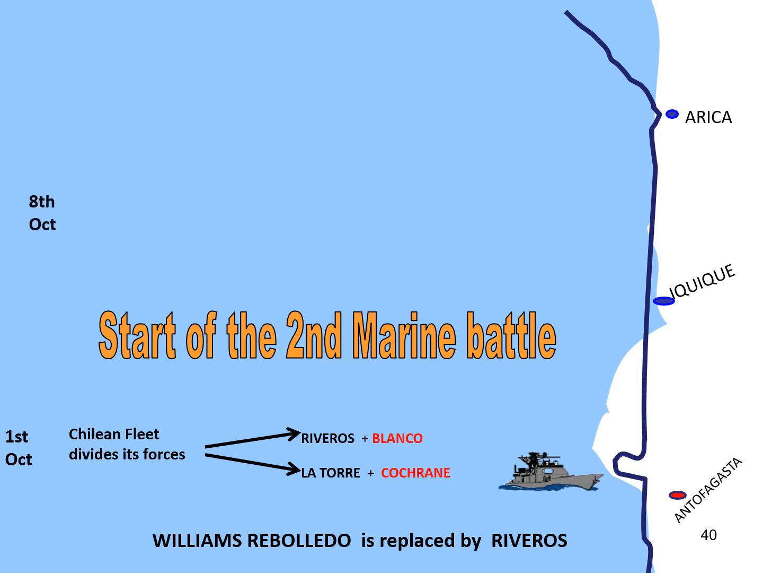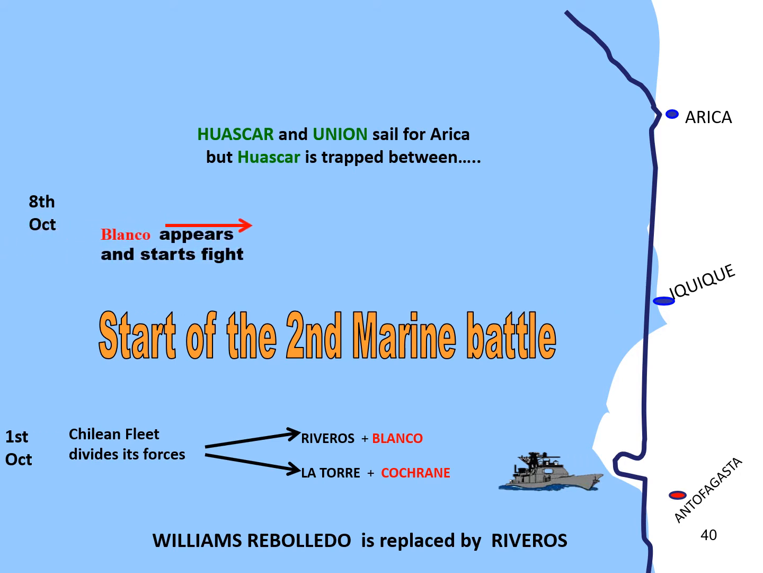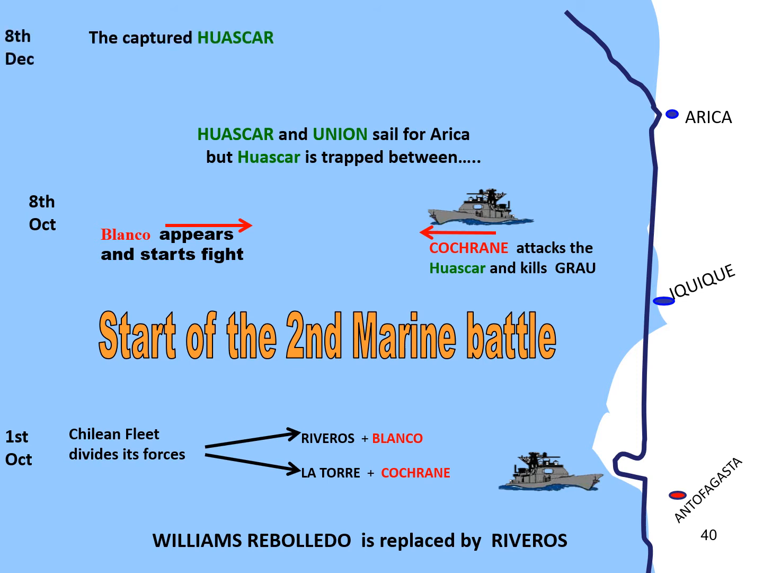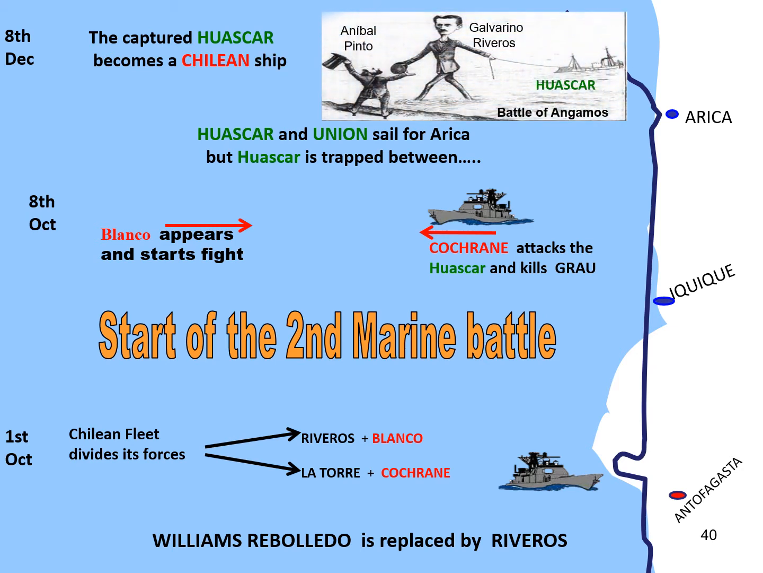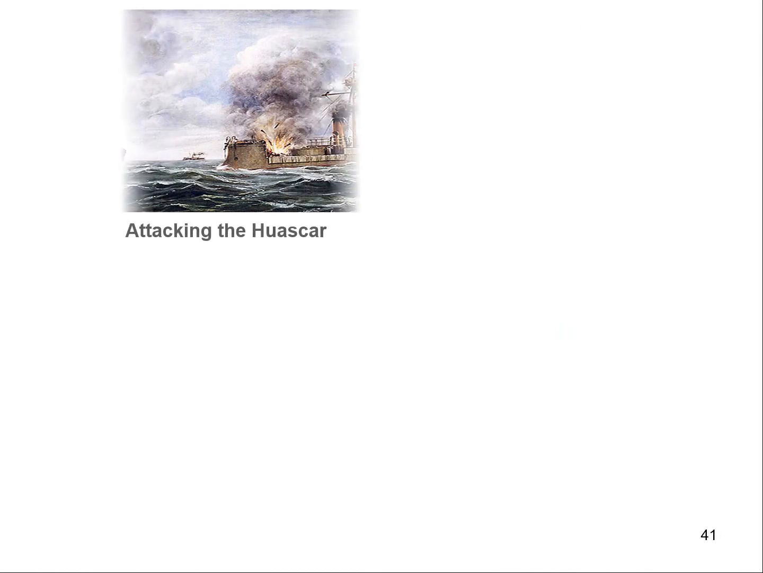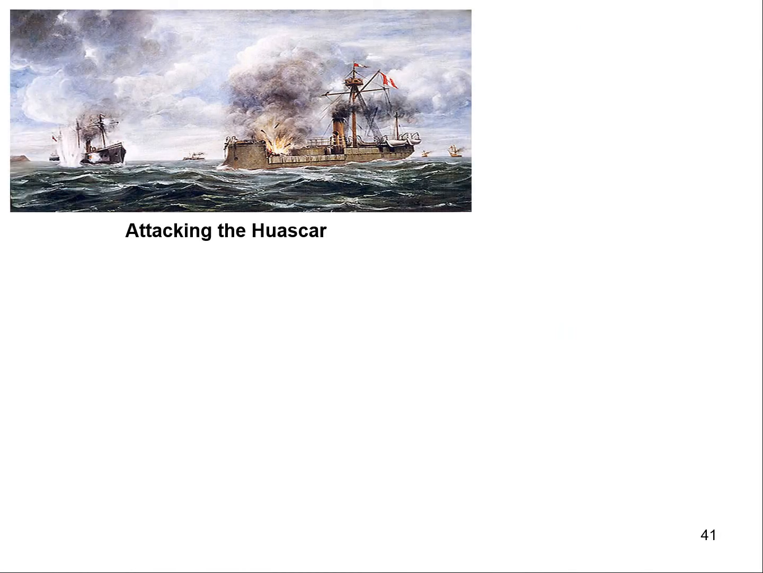Later, on the 8th of October, as the Huáscar and the Unión are sailing for Arica, the Huáscar is trapped between the Blanco Encalada and the Cochrane that attack and capture it. By the 8th of December, the Huáscar becomes a Chilean trophy, handed over by Riveros to President Pinto in the Chilean cartoon. The images show the attack and explosions on the Huáscar.